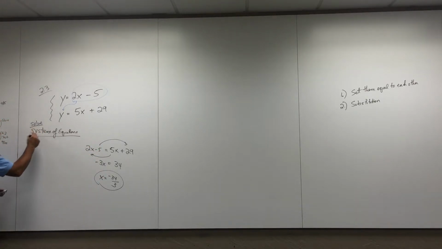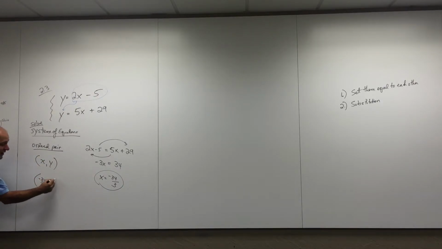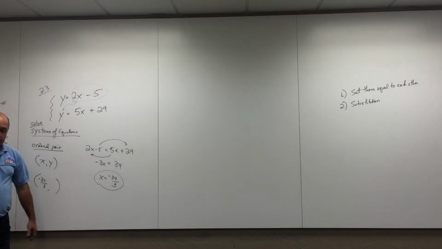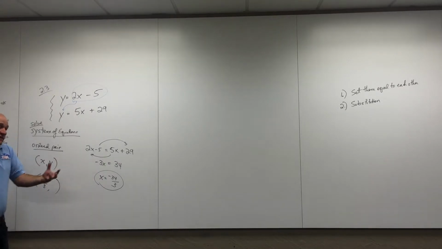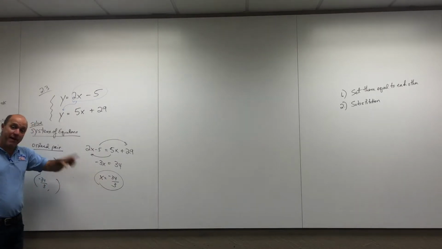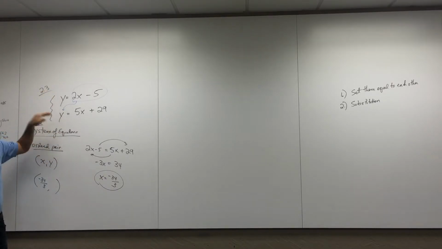But now you're not finished. When you solve a system of equations, the answer is an ordered pair, actually. The answer is an x and a y that satisfy both equations. So now that I got x, I want to find the y that goes with it. I've sort of got half the answer. How do I get y now? Plug your x back in. Plug this guy back into either one of those original equations, and it will give you the same y.